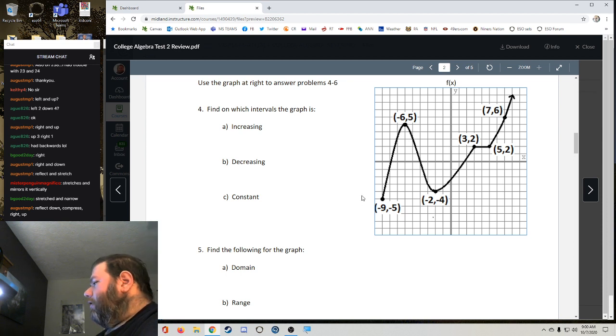I think. Now, one thing I didn't include here that I may include on the test as well is, what is f of negative 2? We go in and say, okay, f of negative 2 is equal to negative 4 since we have this coordinate on the graph. Okay?